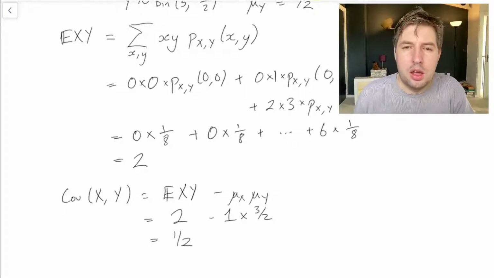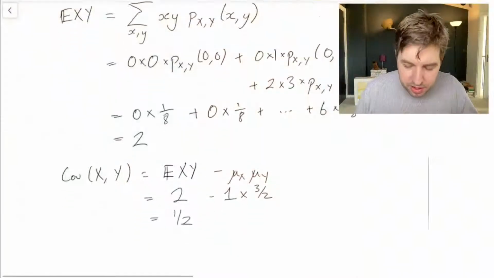One very important thing about the covariance is that it does interact with the idea of independence in an important way, which is this.